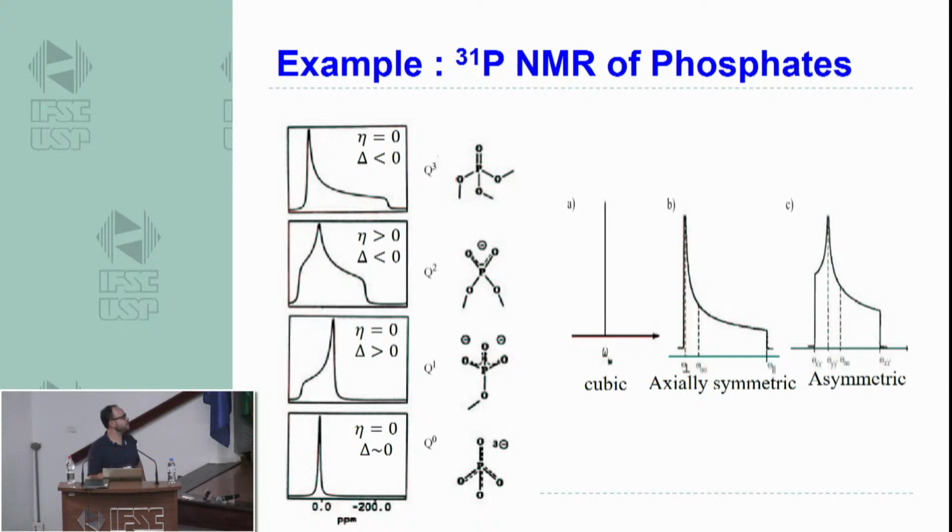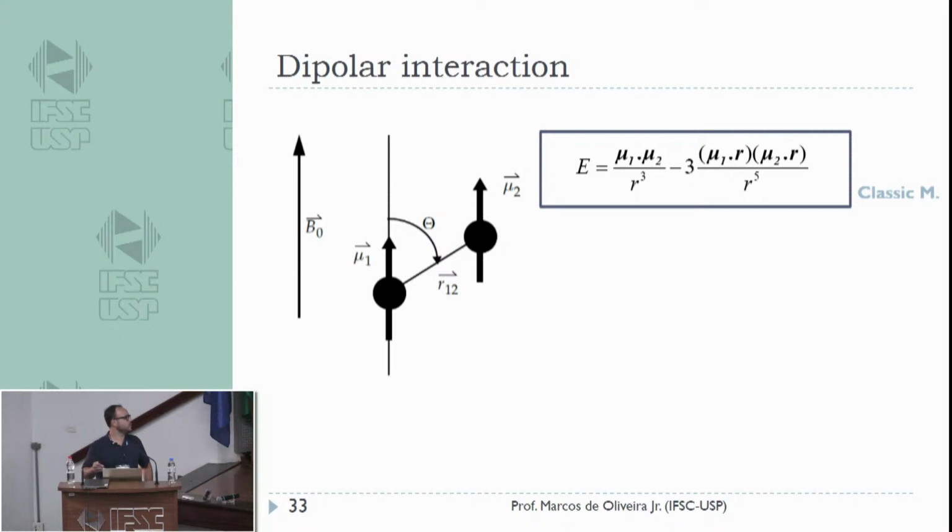We have a rhombic geometry, so eta is larger than 0. And for the Q0 species, all directions are the same. So we have an isotropic case. And then eta is equal to 0, and the anisotropy parameter is nearly 0. So from the static line shapes, you can decide which phosphate species you have. The problem is that in glasses, we have a distribution of these parameters. And also, we sometimes have all the species showing up together. Then in the static spectrum, it gets hard to resolve anything.